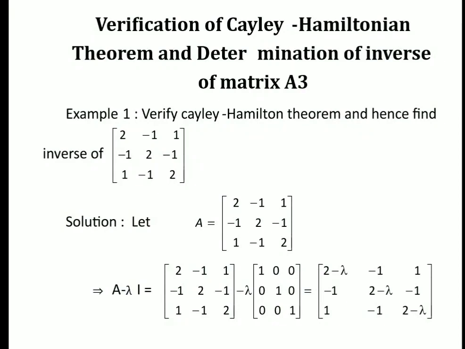Now you have to find A minus lambda I. First you write A as it is, minus lambda I. You have to subtract lambda only from the principal diagonal elements, and the remaining elements you keep as they are. So it will be 2 minus lambda, -1, 1; -1, 2 minus lambda, -1; 1, -1, 2 minus lambda.